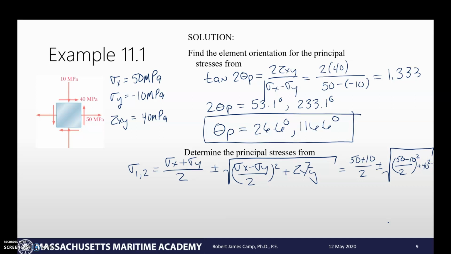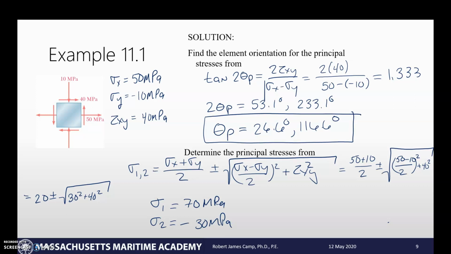And so once I do that, what do I end up with? Well, that's going to be 20 plus or minus the square root of all that. I've got it written down here. So 30 squared plus 40 squared, square root of all that. And so you're going to end up with sigma 1 and sigma 2. You will have 70 megapascal, and then you're going to have negative 30 megapascal.